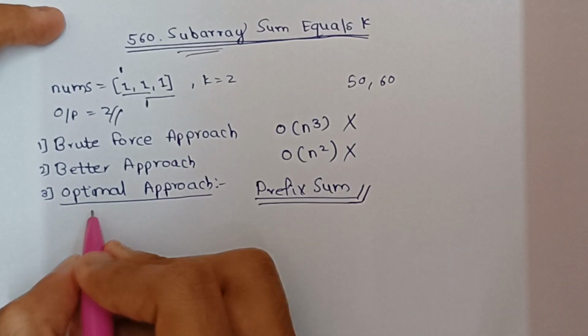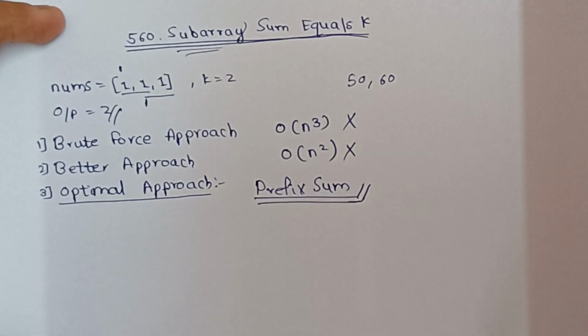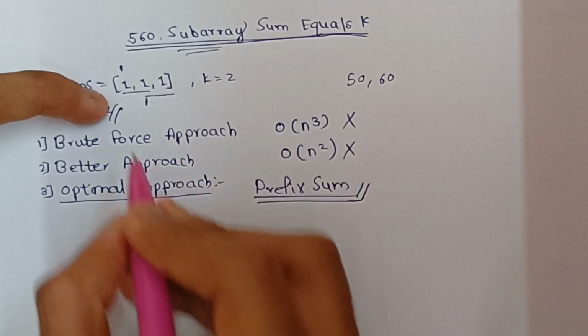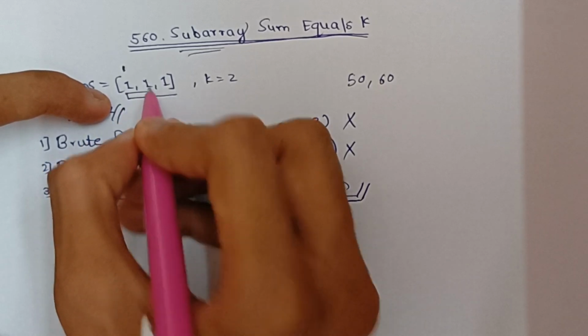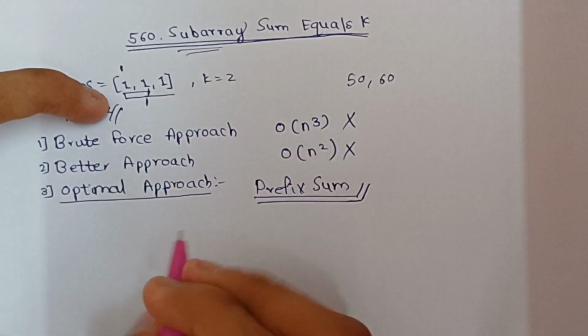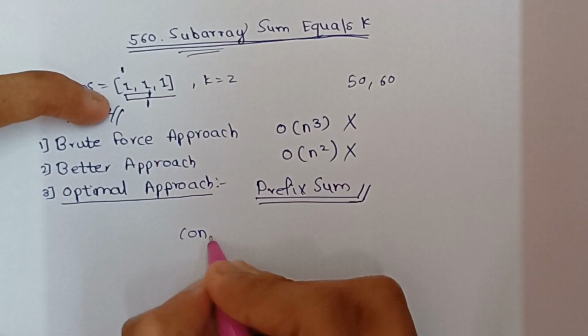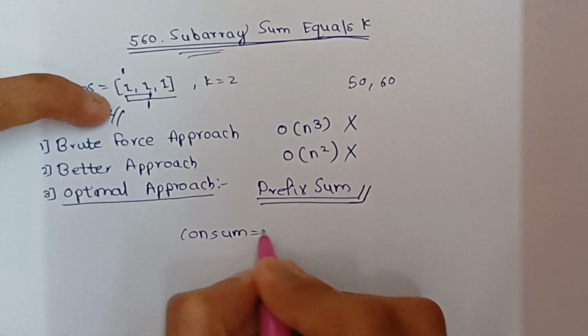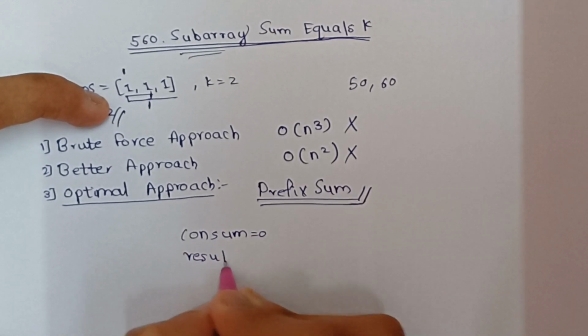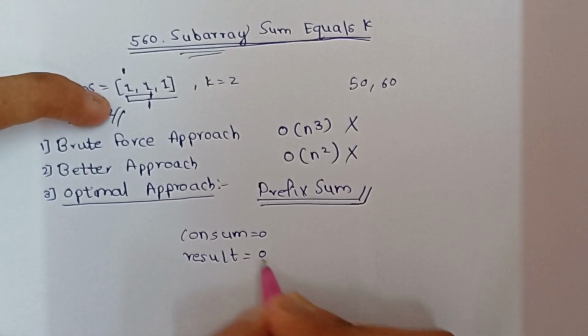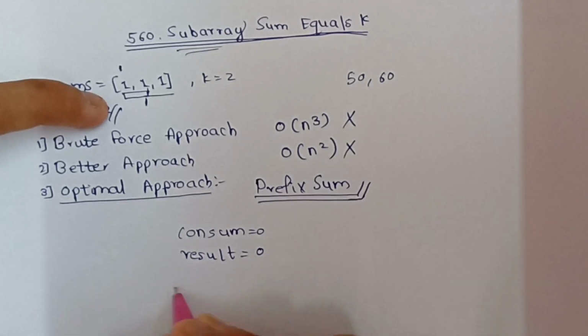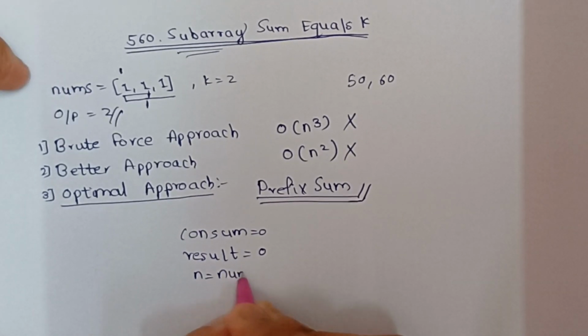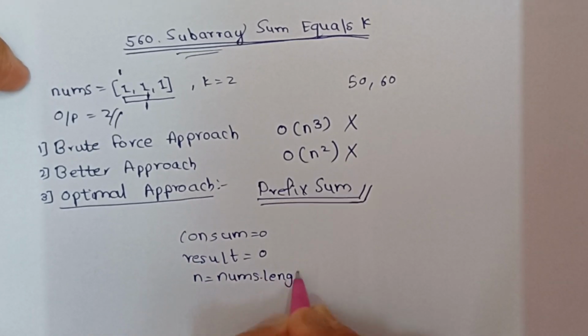So let's see the optimal approach. This is the given array. We will sum up these elements. We will make the consecutive sum equal to 0 and take one variable, result, which means how many subarrays there are, starting at 0. And n is the length of the array, nums.length.